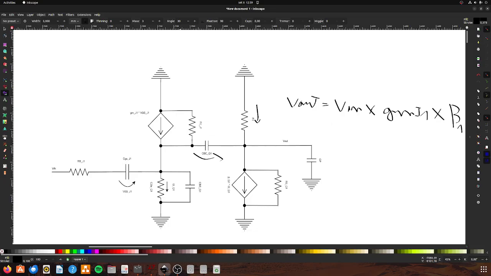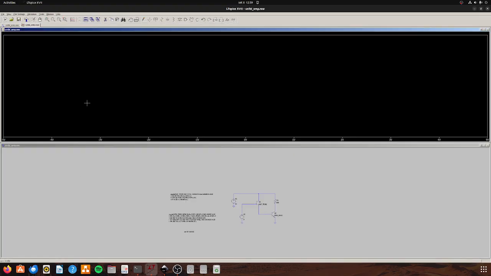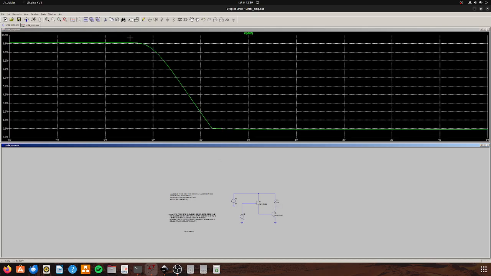Okay, now doing some simulations in LTspice. I actually created some custom models for JFETs and for NPN, more to replicate an IC process. So basically in this simulation, what I'm doing is sweeping the gate voltage. By running a simulation, you can see the Vout variation.